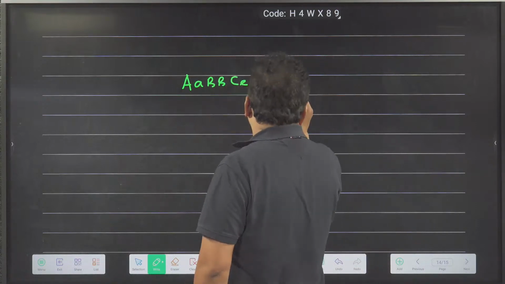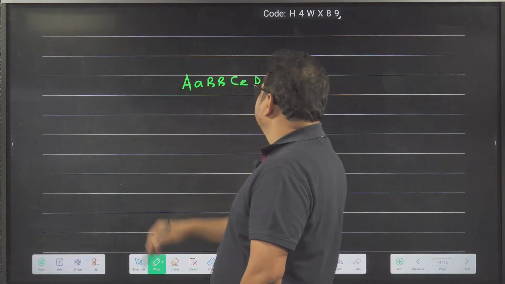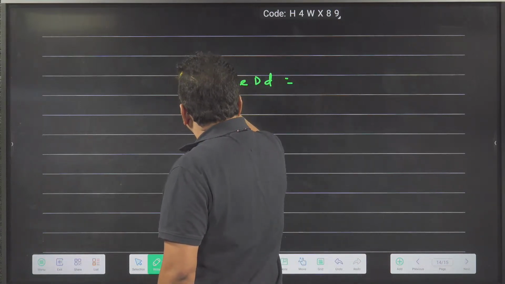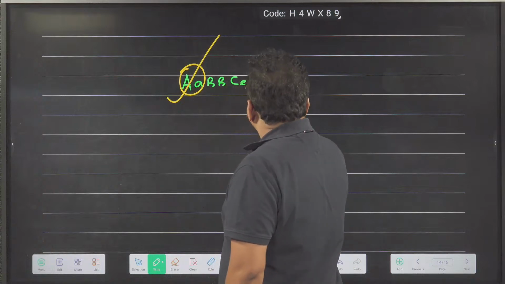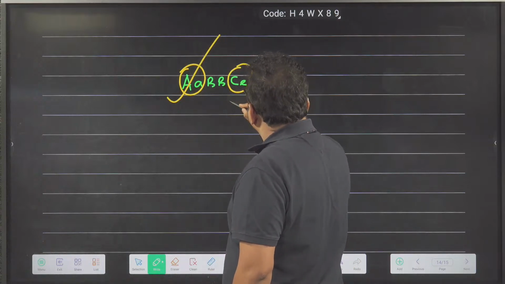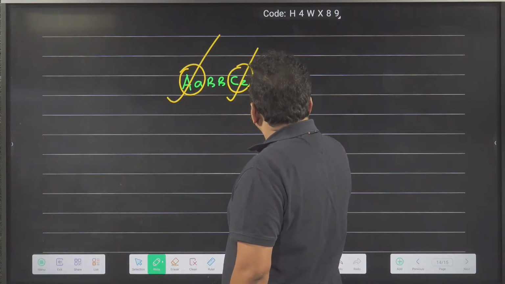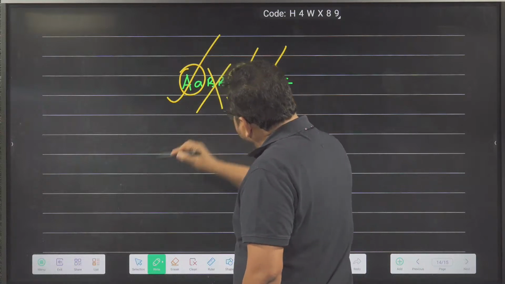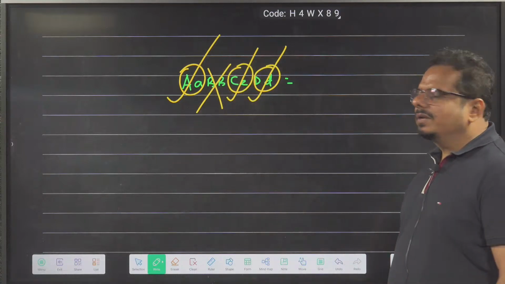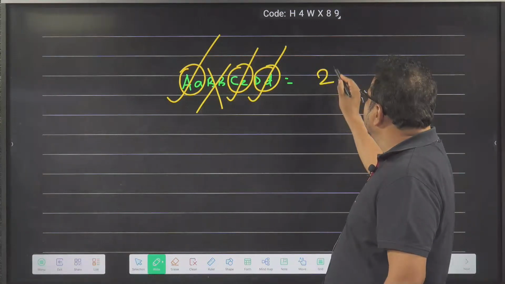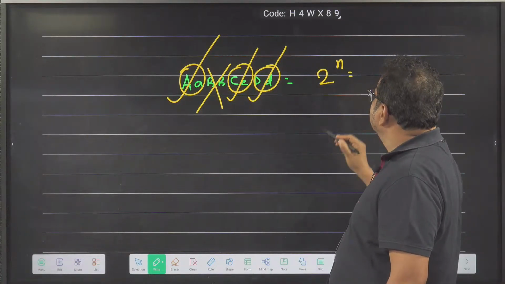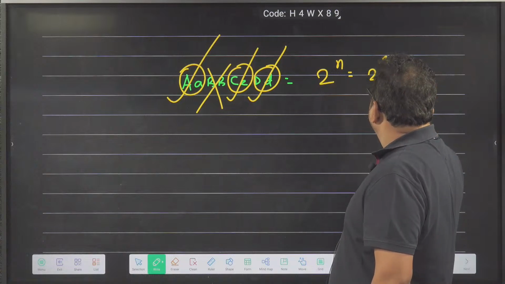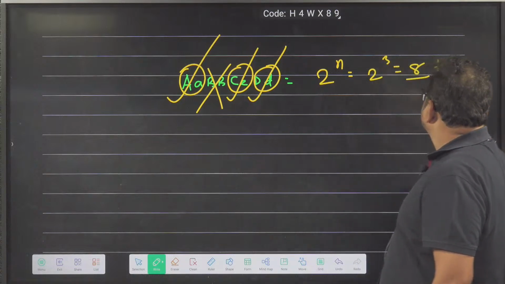So how many types of gamete came? Tell me please. How many heterozygous characters are there? One heterozygous character is this. Another heterozygous character is this. Capital C, small c, another heterozygous character is this. This is not a heterozygous character. So how many heterozygous characters are there? The formula we will apply is 2 to the power n, where n equals 3, so 2 to the power 3 equals 8 types of gamete will come.